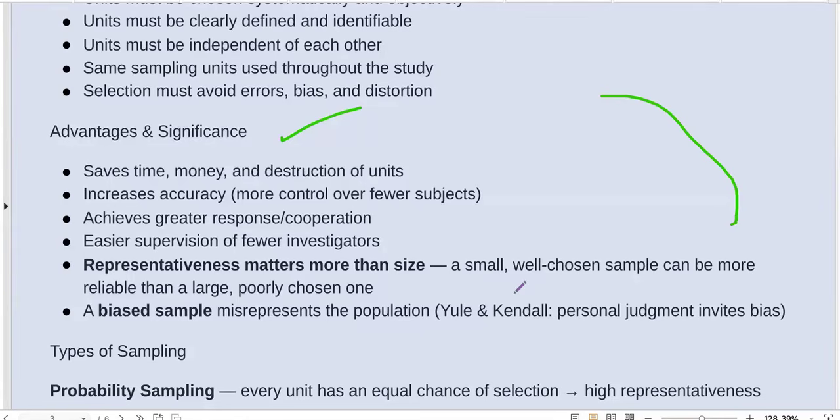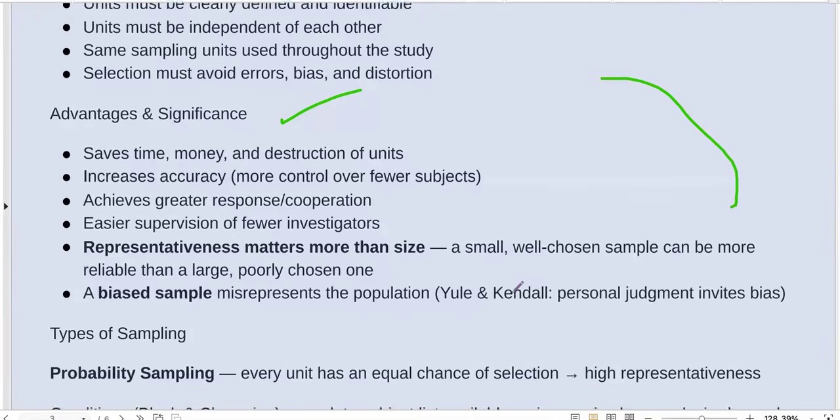Representativeness matters more than size. If I have to find the data in as massive a country as India, I have to ensure that I have representation of even tribes. I have representation of Dalits. I have representation of minorities. I have representation of different people speaking different languages, living in different regions, having different income criteria. So I have to be more representative rather than just saying I am having a 50 crore population and my sample is not representative. That is very, very important. If a sample is biased, it will misrepresent the entire population, as said by Yule and Kendall. Personal judgment will invite bias.